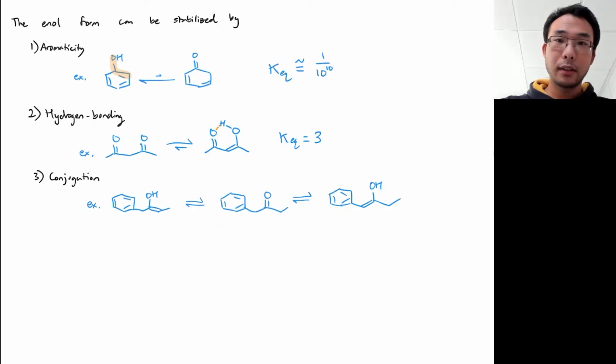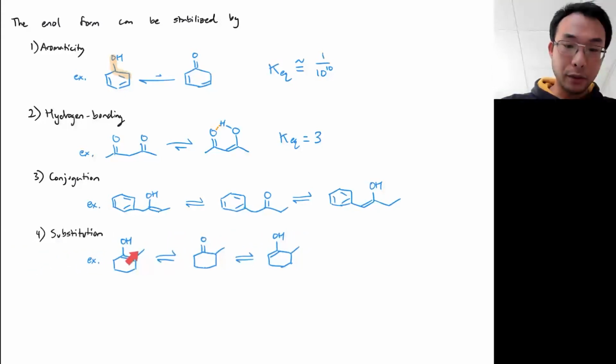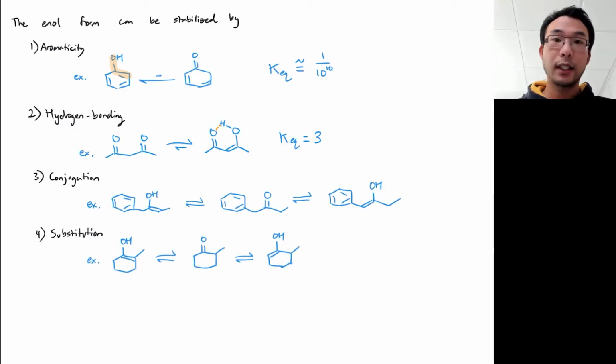keto form. Another factor that we think about when thinking about the stability of alkenes is that the more substituted they are, the more stable they should be. And that is true here. So when we have more alkyl groups substituting an alkene, then that alkene is going to be more stable. And so what we would expect here is that the keto form would be the most stable tautomer. But between the two enols, we should go with the more substituted enol here as the one that's likely to be more stable.